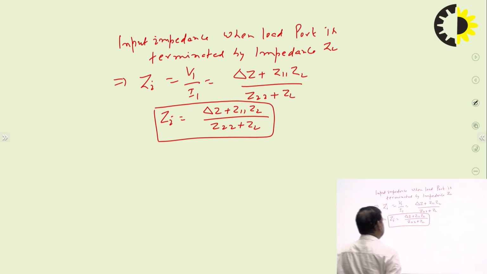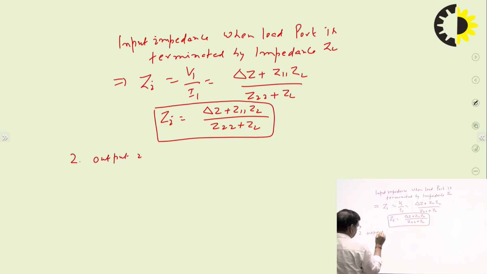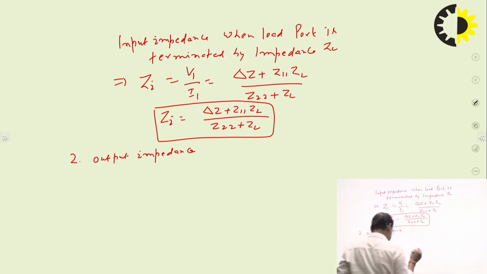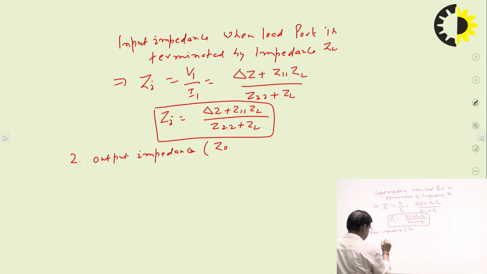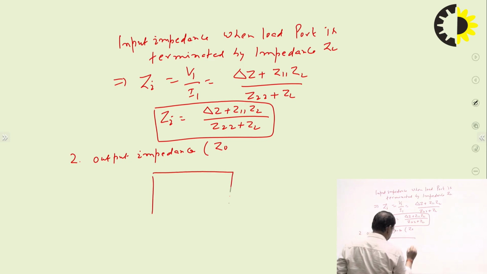Now second, output impedance, that is your Z0. So the circuit is like this. This is your two-port network.